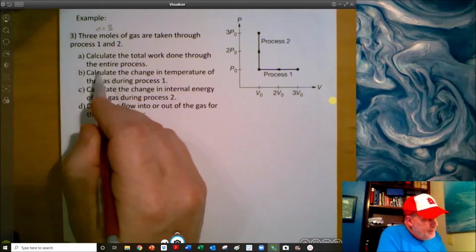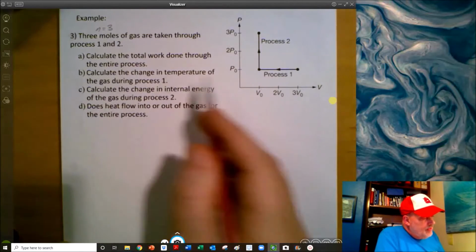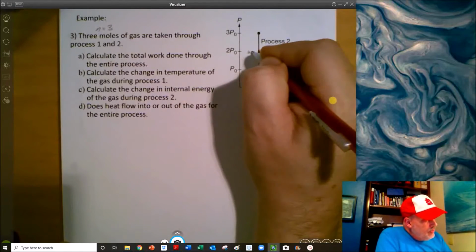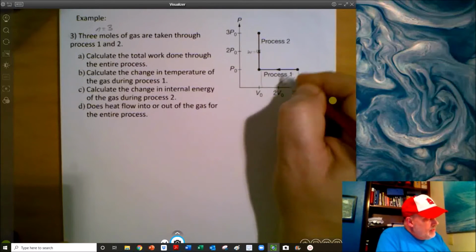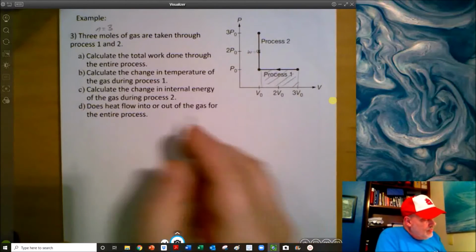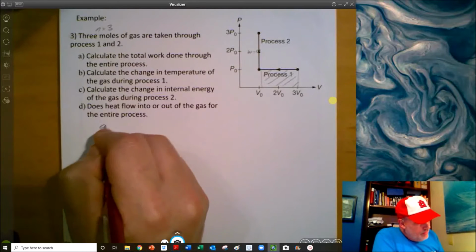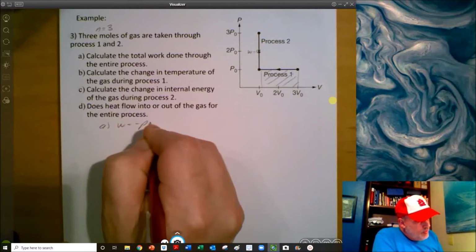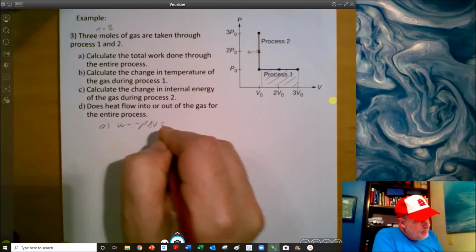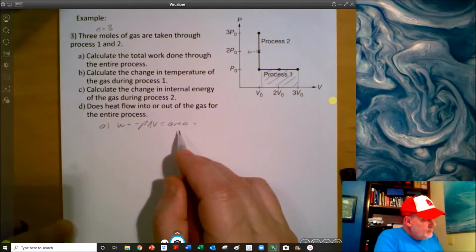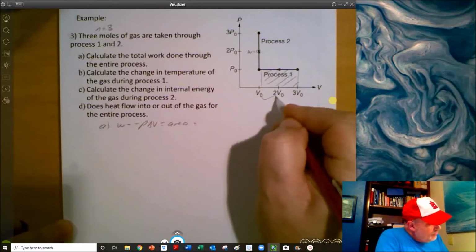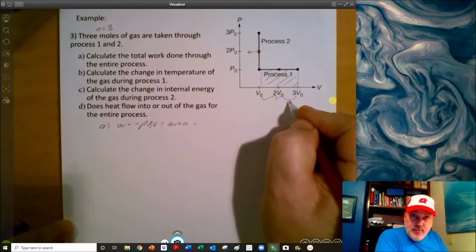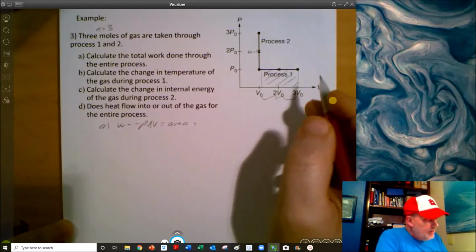Question A, calculate the total work done through the entire process. Well, the work over here is 0. So all I have to do is find this area right here, and that's the work there. Because remember that work equals negative P delta V, which equals the area. And for us, the area equals this area. So be careful. This is an easy mistake to make. I made it the first time I worked this out, actually.